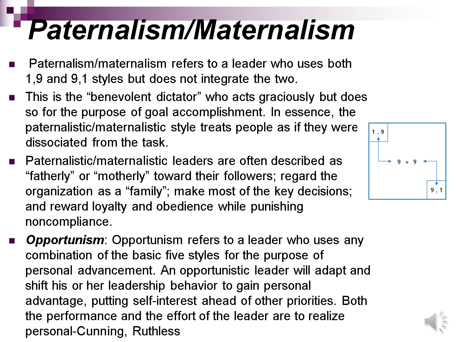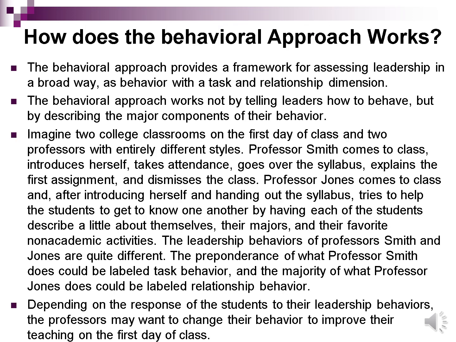Opportunism was another term, which refers to leaders who use any combination of the basic five styles for the purpose of personal advancement. An opportunist leader will adapt and shape his leader behavior to gain personal advantage, putting self-interest ahead of other priorities. So both the performance and the effort of the leader are to realize personal cunning. They are ruthless, opportunist people and leaders, and they would like to use any kind of leadership style which ultimately helps to achieve their personal goals, not organization goals.